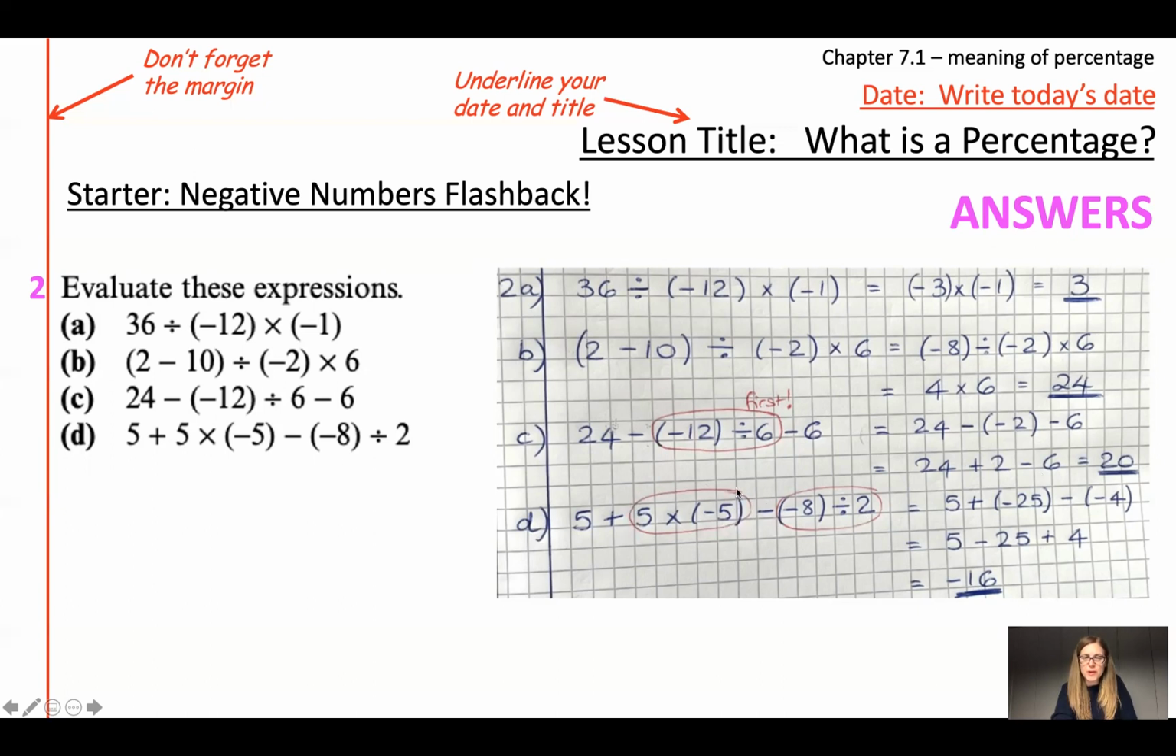And finally, question D, again, doing these bits first. So 5 multiplied by negative 5 is negative 25, that's there. And negative 8 divided by 2 is going to give me negative 4. 5 plus negative 25 is the same as 5 subtract 25, which is negative 20. And then I've got to add on my 4 because I'm subtracting a negative. That's the same as adding a positive. My final answer is negative 16.